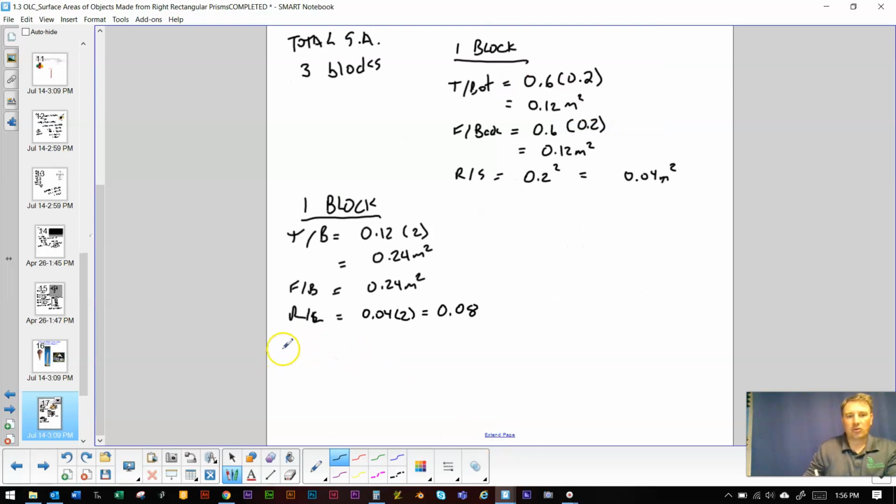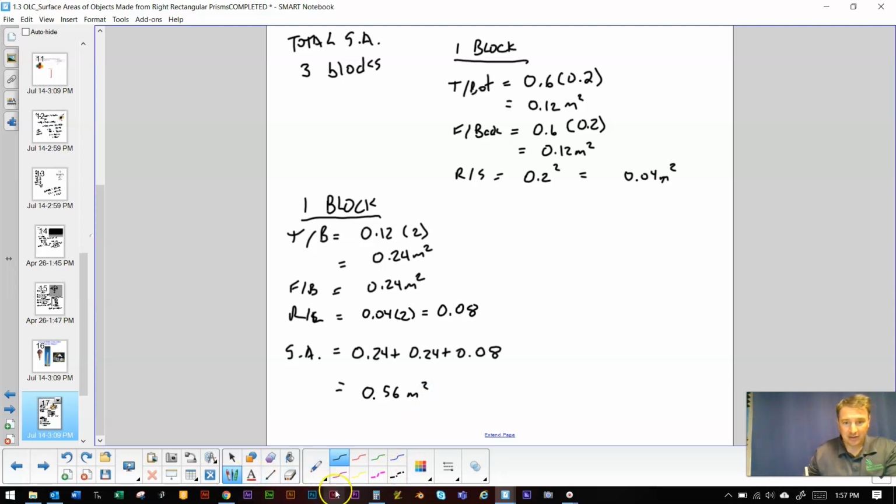okay, our surface area for one of these blocks is going to be equal to 0.24 plus 0.24 plus 0.08 meters squared, okay? So 0.24 plus 0.24 is 0.48, okay? 0.48 plus 0.08 is going to be 0.56 meters squared.